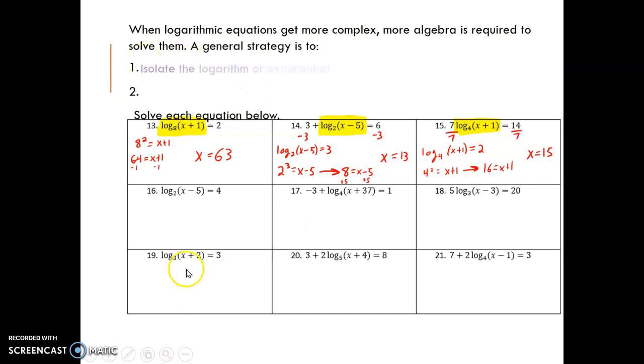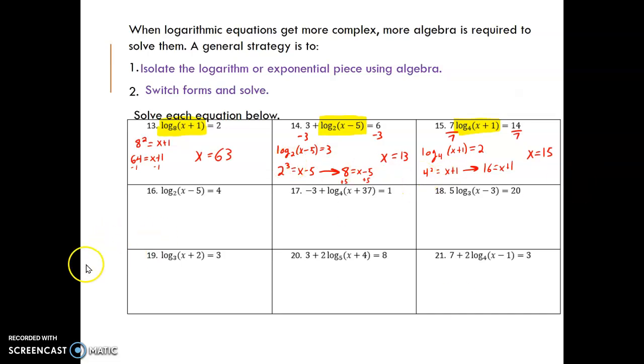The general strategy is going to be isolating the logarithm or exponential piece and then using algebra. And then you may want to switch forms to solve. So I've got some examples. You can hit pause and you can put these in your notes if you would like.